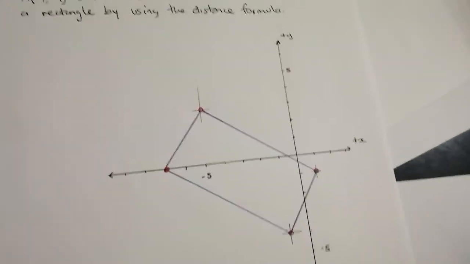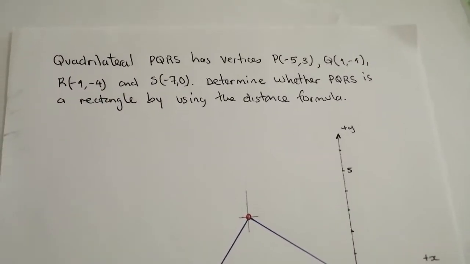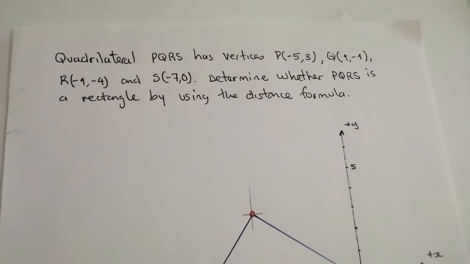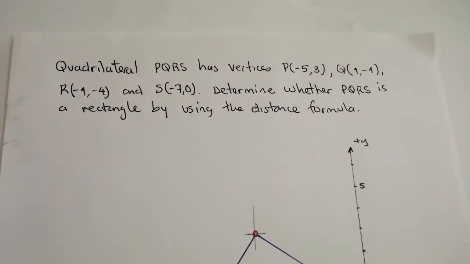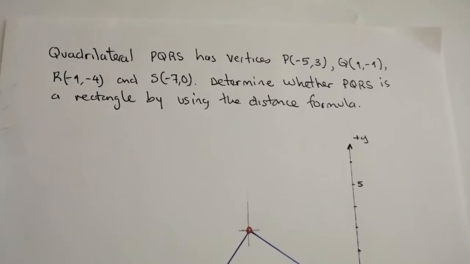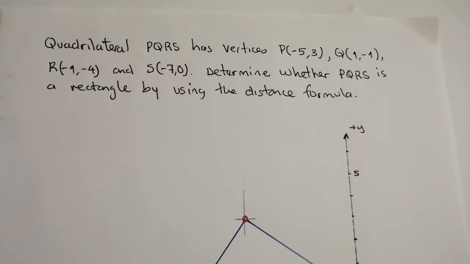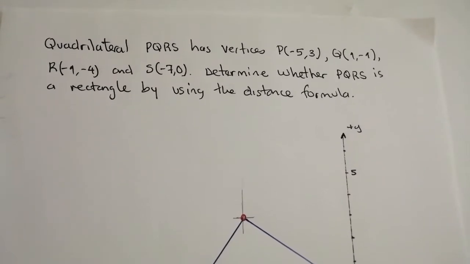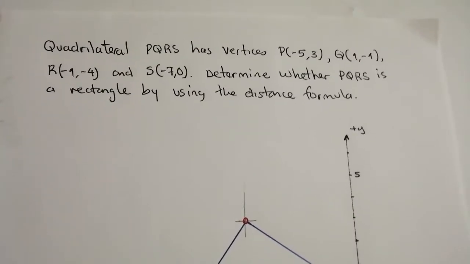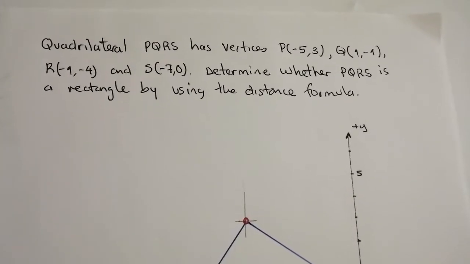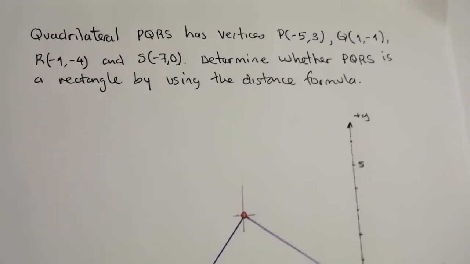At the end, we have one problem that takes more time, because in this case it requires you to graph some of the vertices and also figure out how to answer the questions they ask. In this case, quadrilateral PQRS has vertices P(-5, 3), Q(1, -1), R(-1, -4), and S(-7, 0). Determine whether PQRS is a rectangle by using the distance formula.